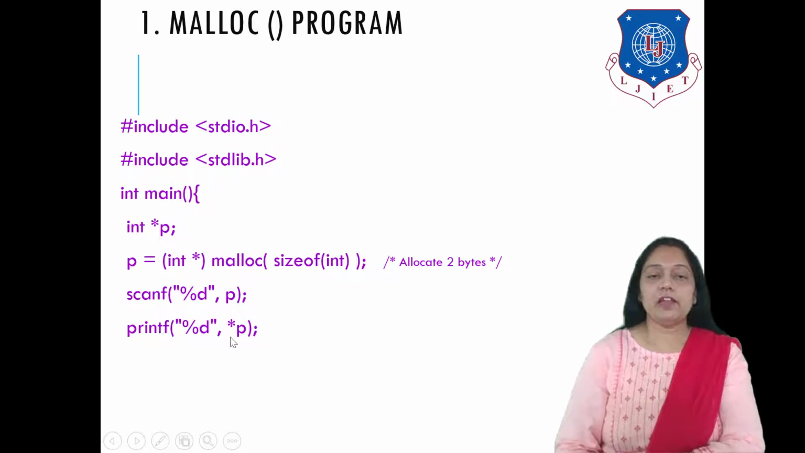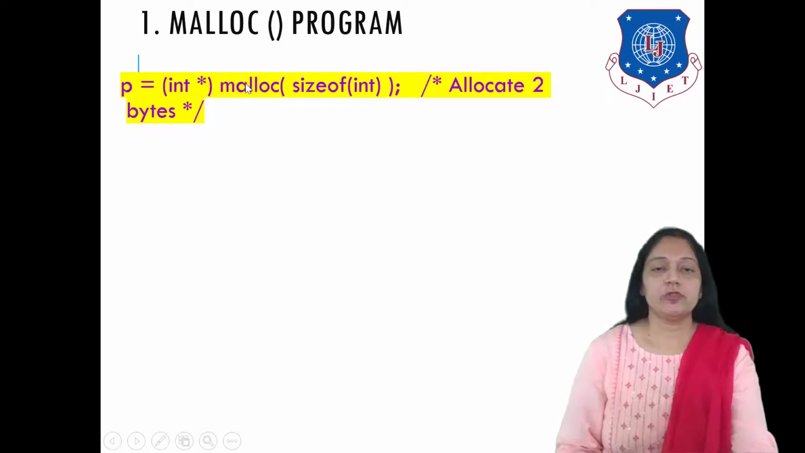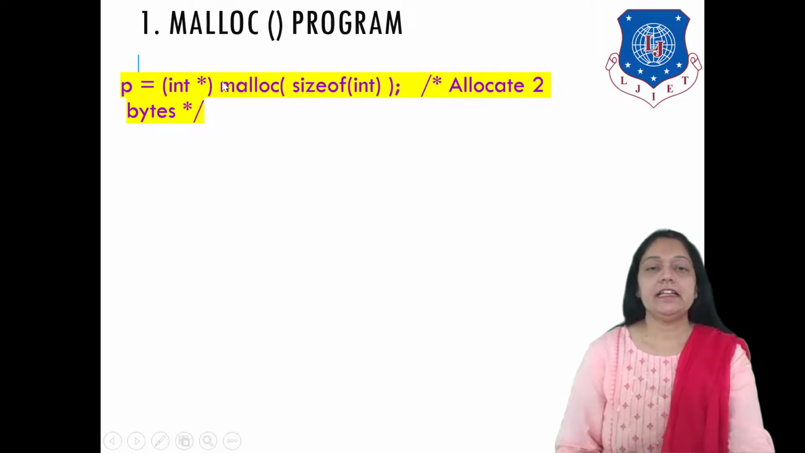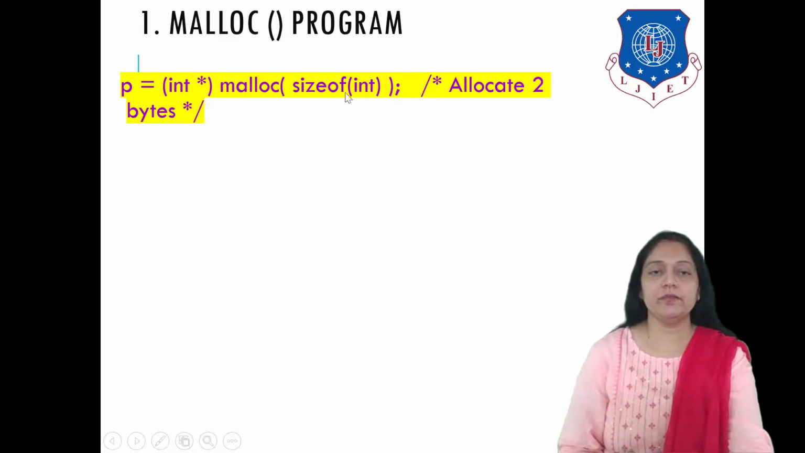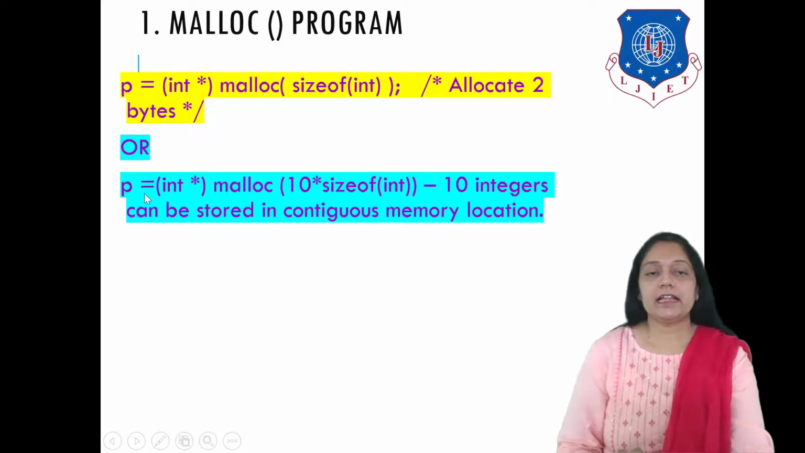If I want to display the value which is stored at this address, I'll use the star P operation. So in the previous program we wrote int star malloc sizeof(int), meaning we were reserving 2 bytes of memory using malloc. The other way of writing this is P equal to int star, that is casting, malloc, and when we write 10 multiplied by sizeof(int), 10 into 2 means 20 bytes of memory would be reserved, and in these 20 bytes you can store 10 integer values. Or else you can make it more generalized.